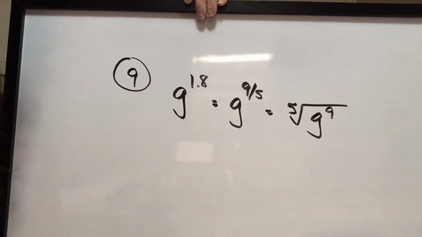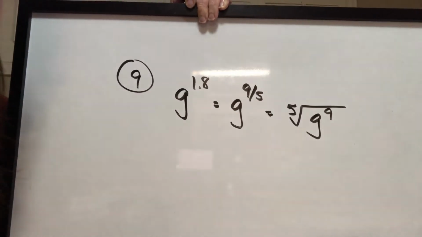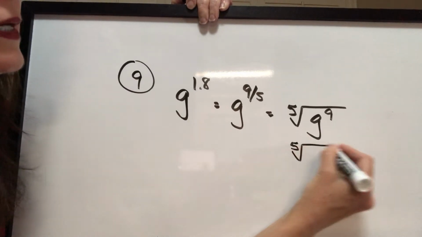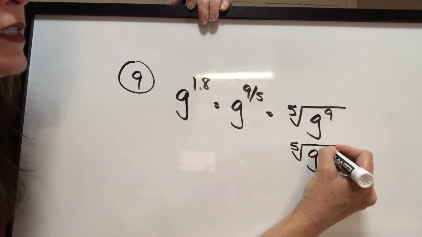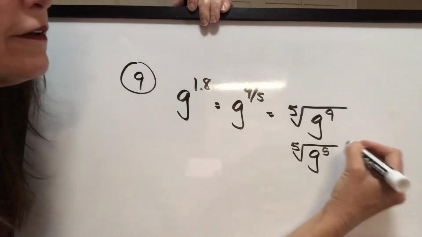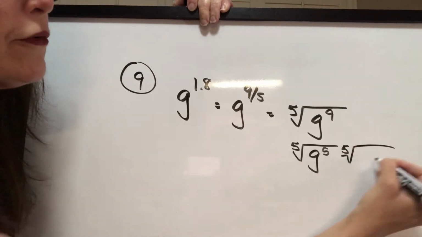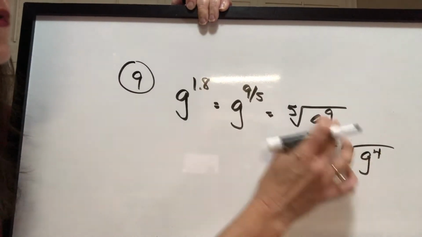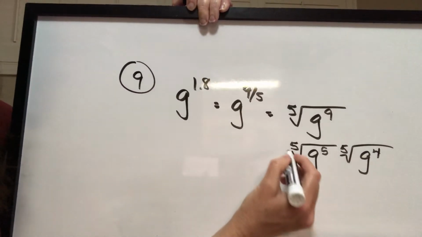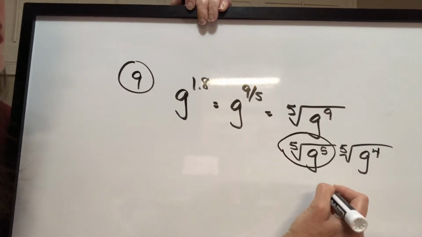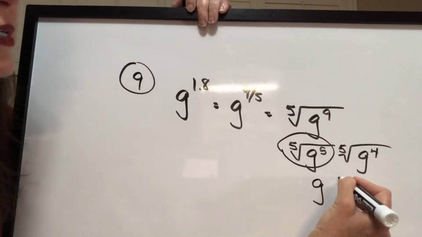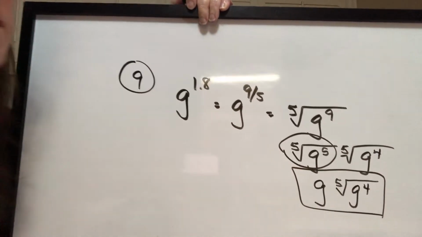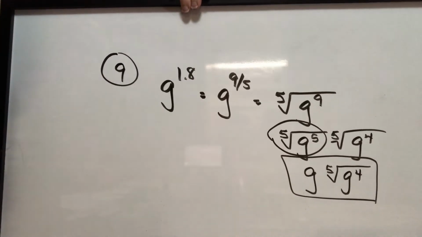Now this one we can simplify further because 9 is greater than 5. So we'll need to split this up into 2 radicals. So one of them would be the 5th root of g to the 5th, because that's divisible by 5. And then we would need another radical, the 5th root of g to the 4th, because 5 and 4 makes 9. So then the first one is perfect, so that would simplify to just g. And then the second one is not perfect, so it would be the 5th root of g to the 4th. So that would be your final answer for number 9.